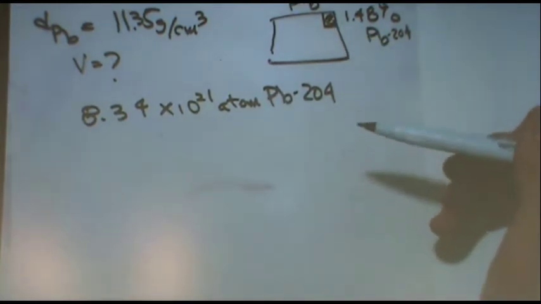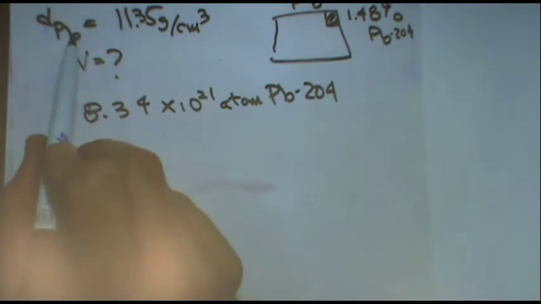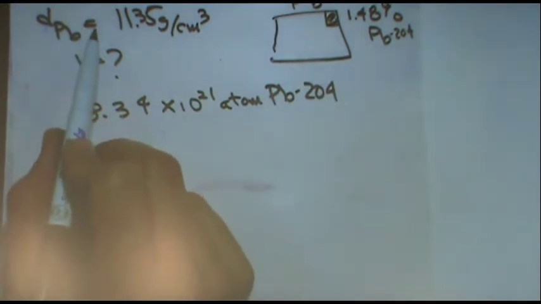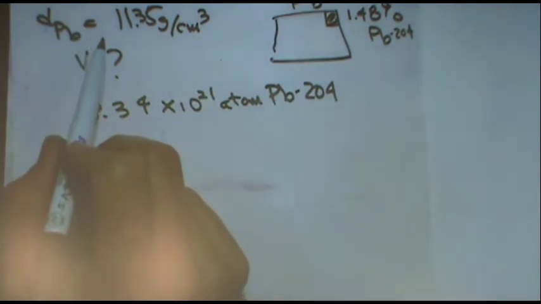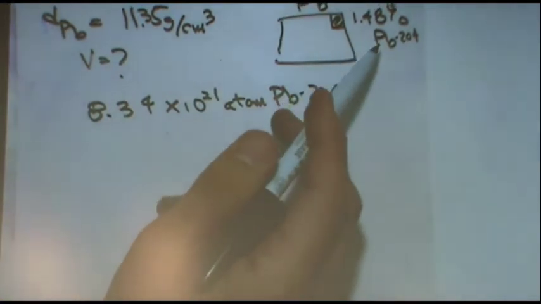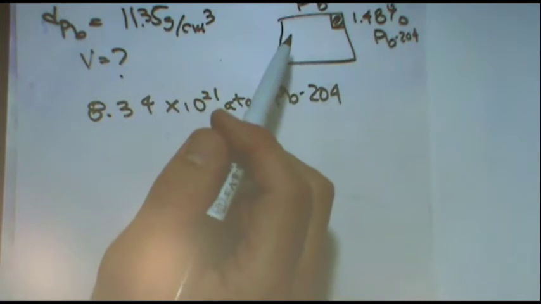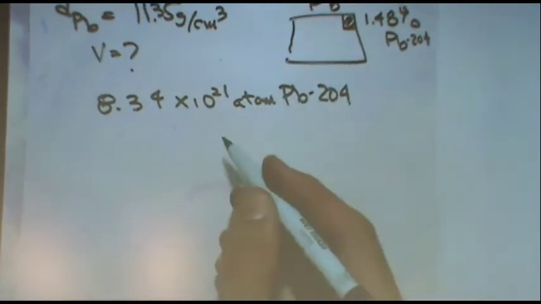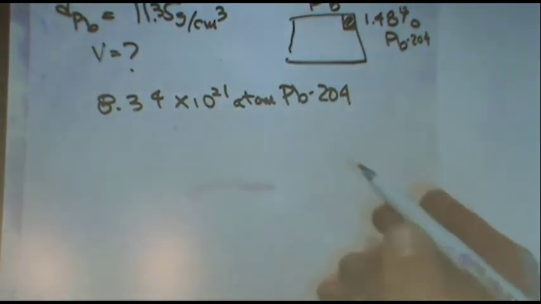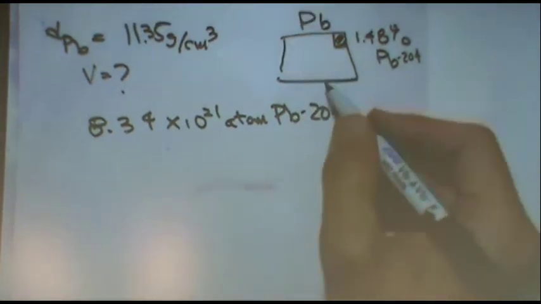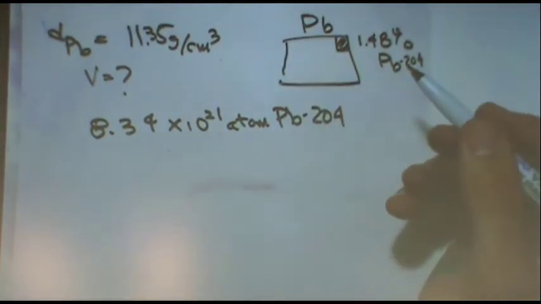This density that they gave us, though, I believe is just of normal lead. So not necessarily lead 204, just the block itself. So I've got a little work to do here. The whole block is a mixture of different isotopes.